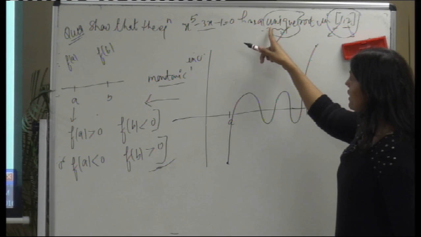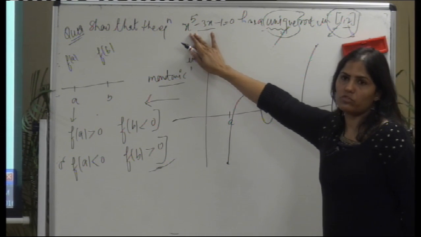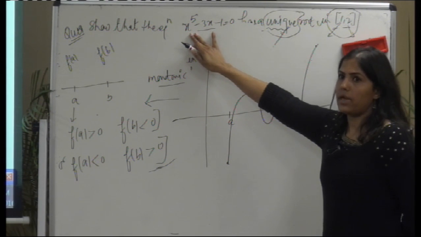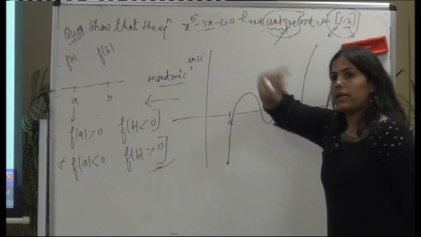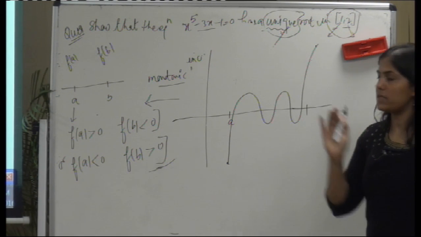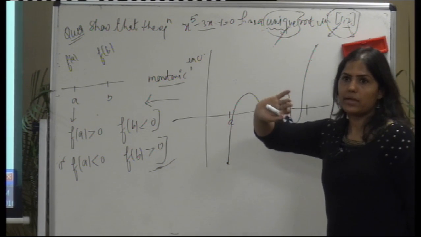So for uniqueness, now you know what to do. I just see the behavior of this function. It should be either increasing or decreasing to have a unique root. So uniqueness is basically related to monotonicity. Is it fine? So the intermediate value theorem, you got to know.